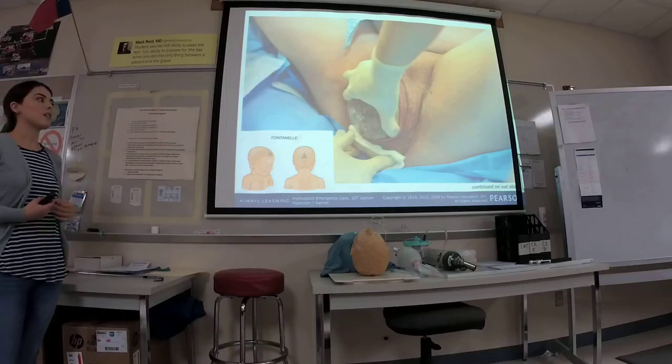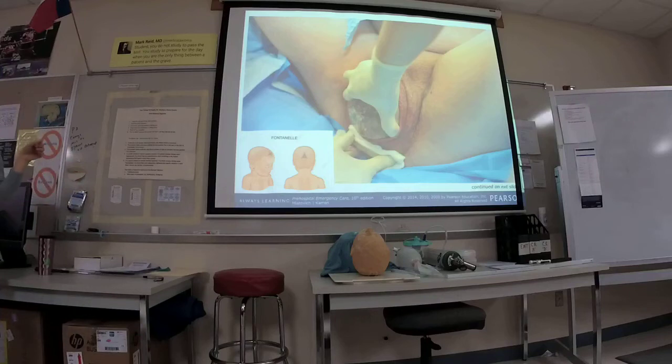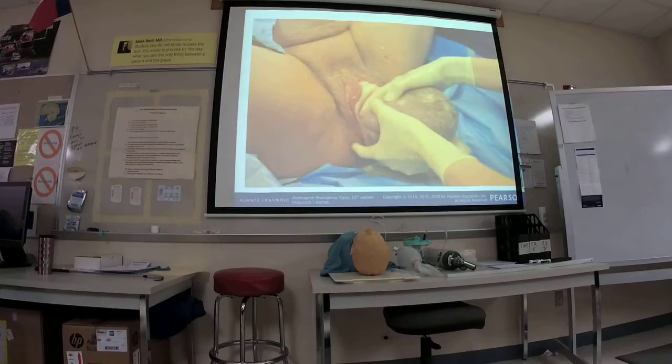Sometimes they even are going to have to do an episiotomy, which they showed in a picture, which is a surgical cut, in order to allow the baby's head to come out. But if the woman is on epidural, she won't feel any of this until after. Once the head is out, again, you want to really support the head.